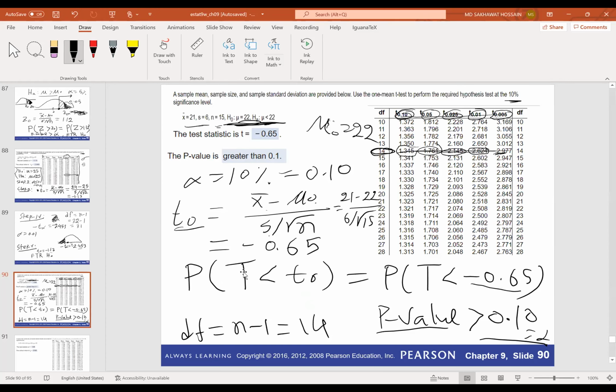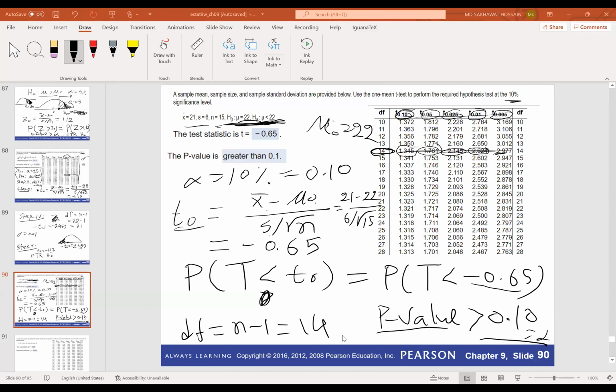And the p-value is the probability of t less than t0 in this case, because our test is a left tail test, mu less than. If it is mu greater than, then it will be t greater than. So yes, it is FTR. We fail to reject the null hypothesis because the p-value is greater than alpha.